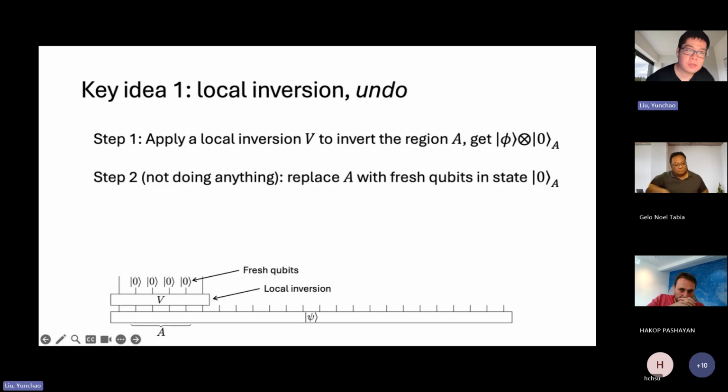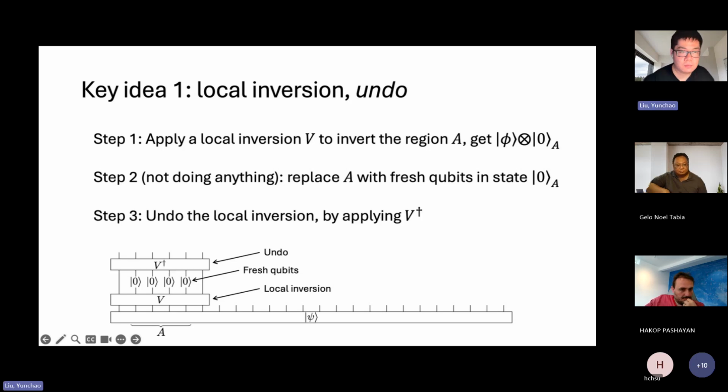Okay, but actually step 2 is just for convenience of later discussion. So we are not actually doing anything here. In step 2, we imagine that we replace the qubits in A, which are already in the state 0. But here we still imagine replacing these qubits with fresh qubits in the state 0. So this is not doing anything. But then in step 3, we actually undo the local inversion by applying V dagger.